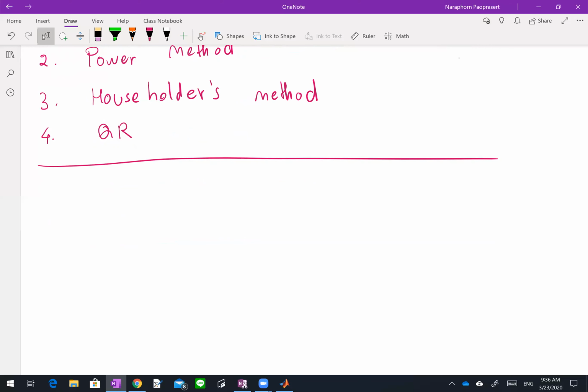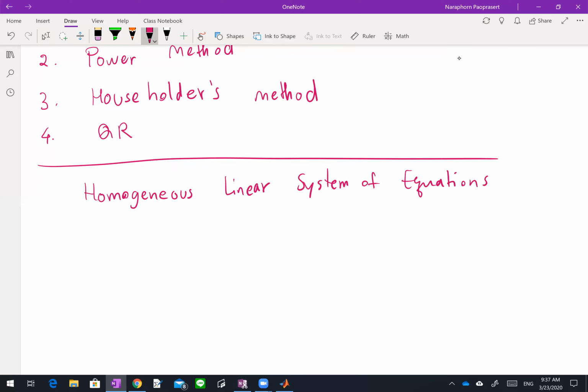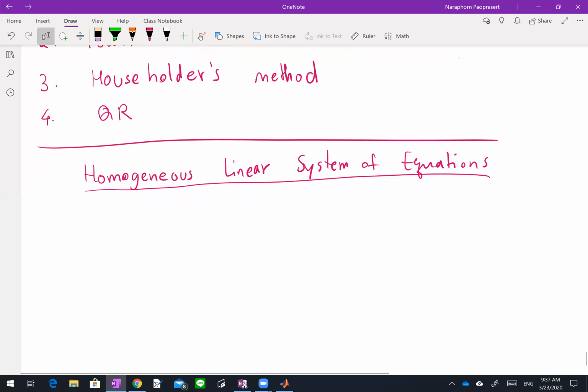Before we begin with the calculation of eigenvalues and eigenvectors, let me first talk about homogeneous linear systems of equations. Actually, for the term linear system of equations, we have learned about them pretty much before the midterm. Everything that we've learned are tools to solve linear systems of equations. But this is a specific type of linear system of equations. This is called a homogeneous system.